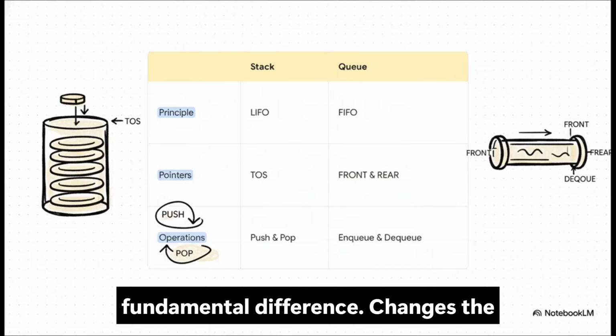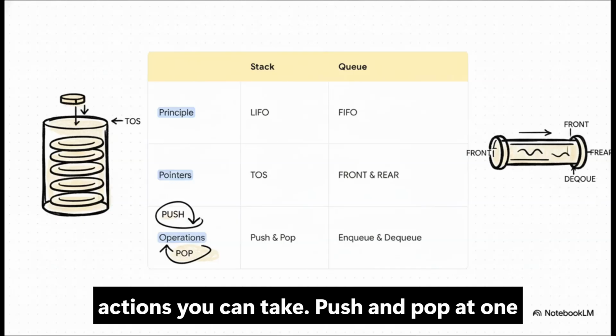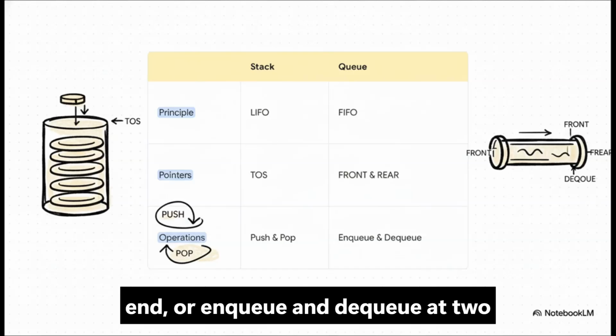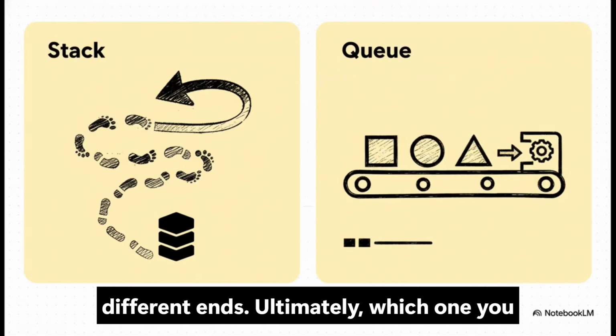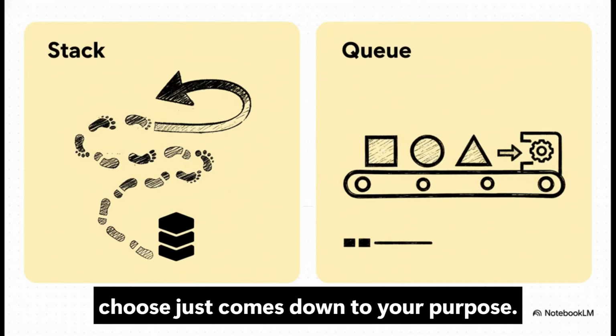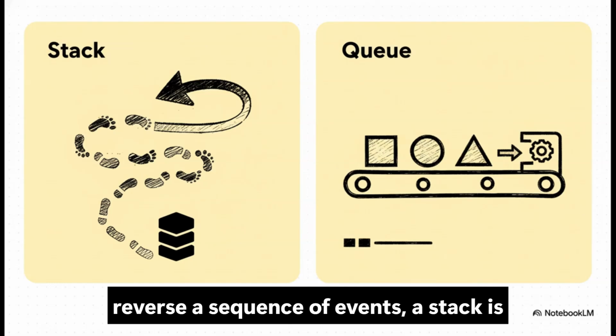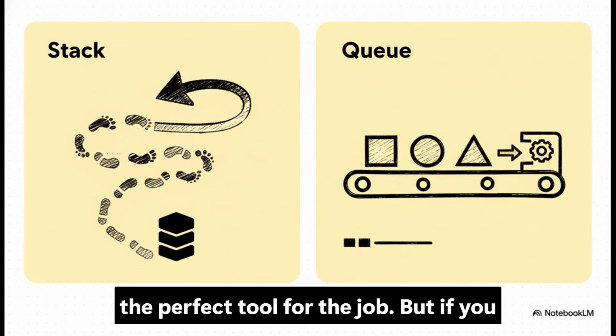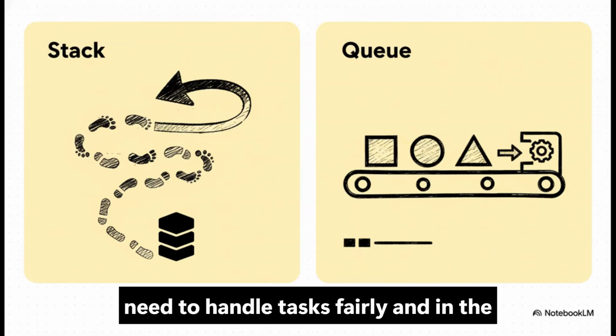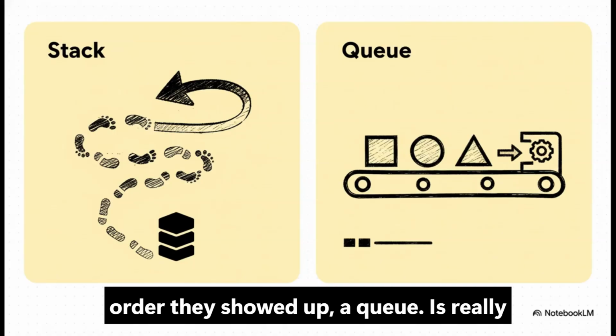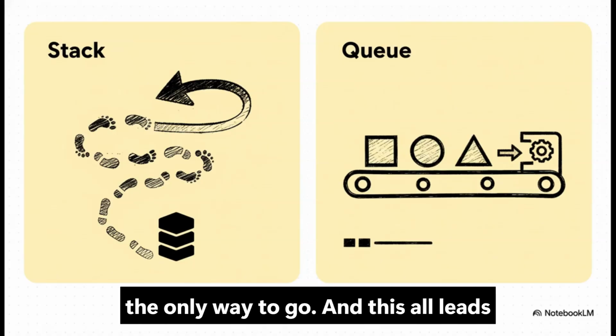And that fundamental difference changes the actions you can take, push and pop at one end, or enqueue and dequeue at 2 different ends. Ultimately, which one you choose just comes down to your purpose. If you need to retrace your steps or reverse a sequence of events, a stack is the perfect tool for the job. But if you need to handle tasks fairly and in the order they showed up, a queue is really the only way to go.